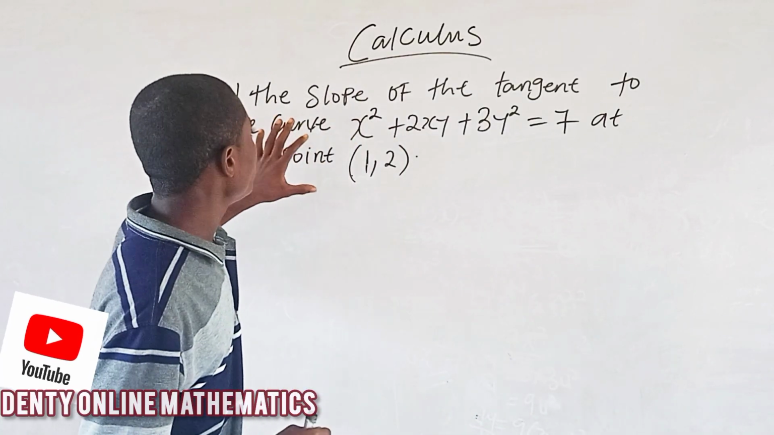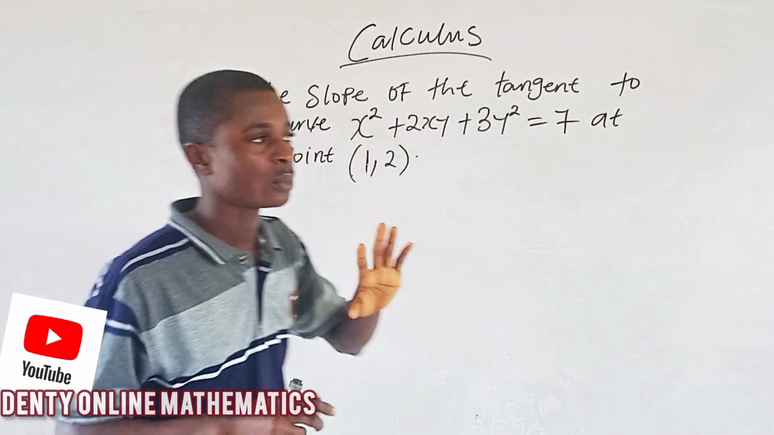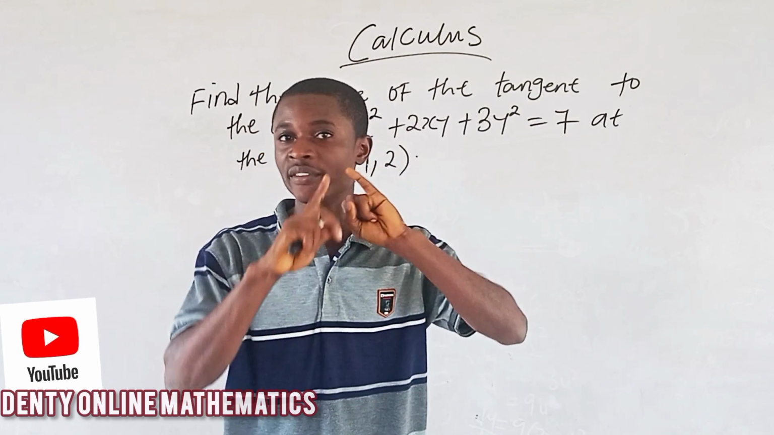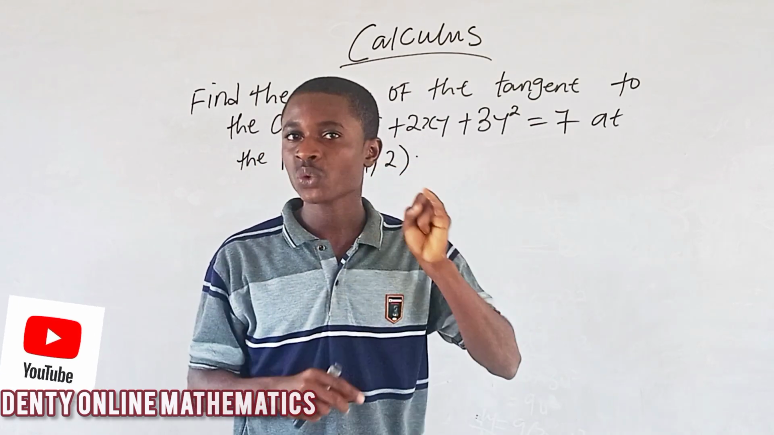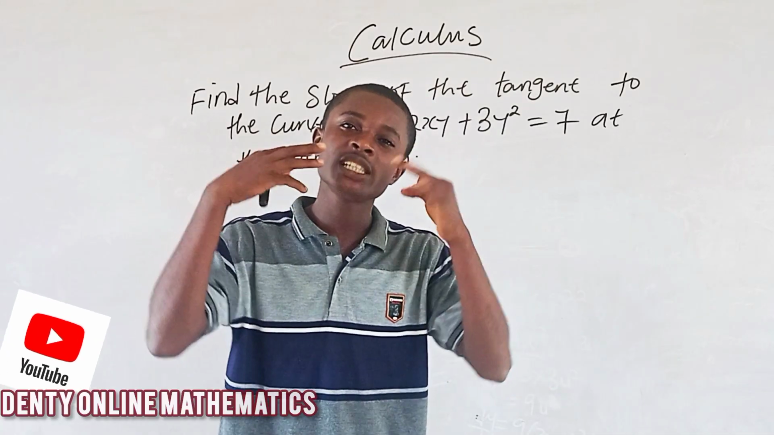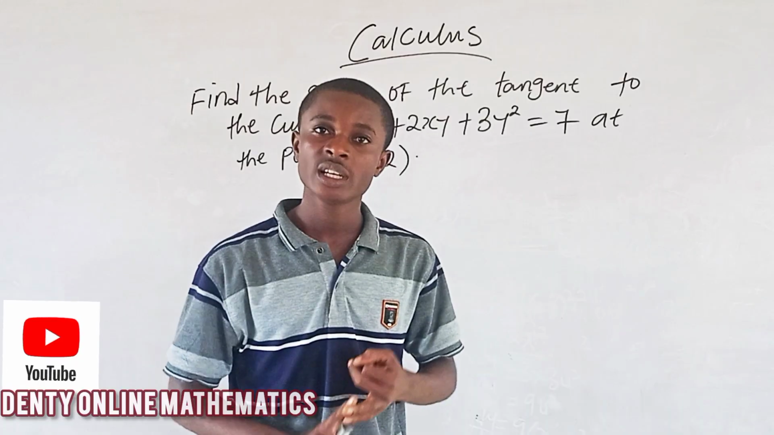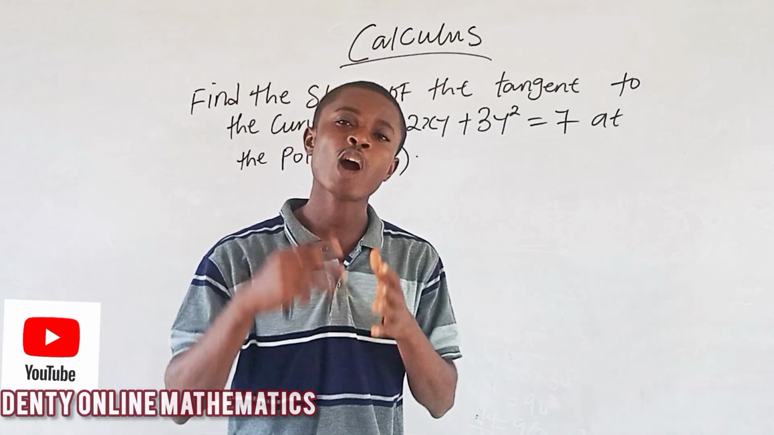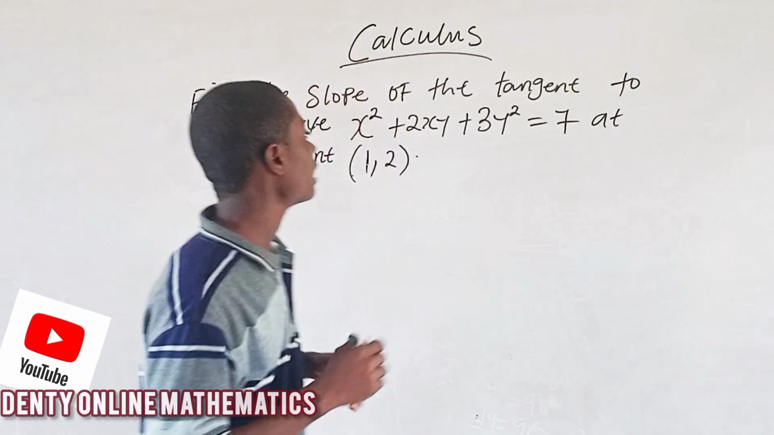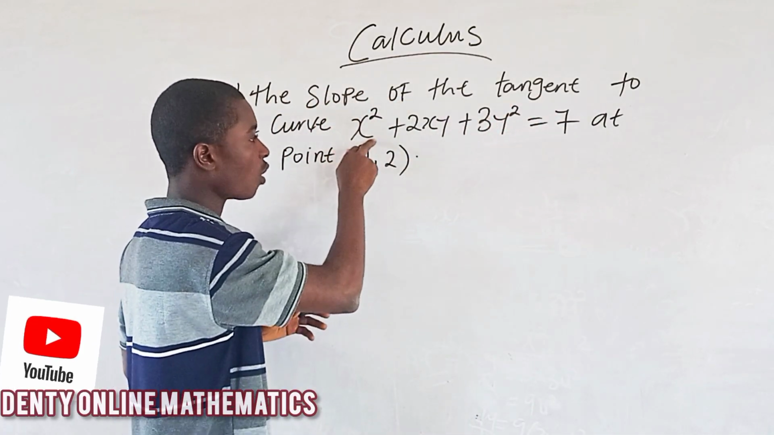Now let's look at the question. When you are asked to find the slope, it means you're asked to find the derivative. You're also asked to find the differential coefficient, or you're asked to find dy dx. Dy dx, derivative, differential coefficient, they all mean the same thing. Now, you have to find the slope of the tangent, and remember this is the curve.